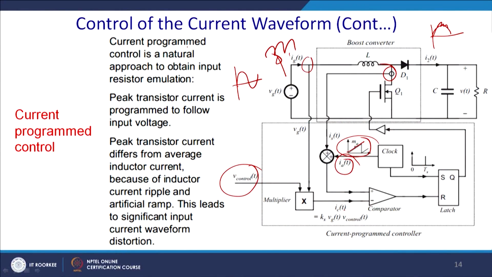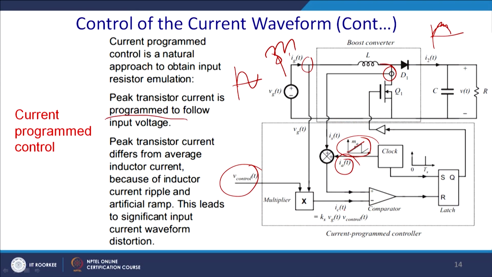The current program control is a natural approach to obtain the resistor emulation. So, assume the system is connected with a resistance. The peak transistor current is programmed to follow the input voltage, which is rippled in nature. The peak transistor current differs from the average inductor current because of the inductor current ripple and the artificial ramp added here. This leads to significant input current distortion. So, for this reason we need to plan it accordingly.